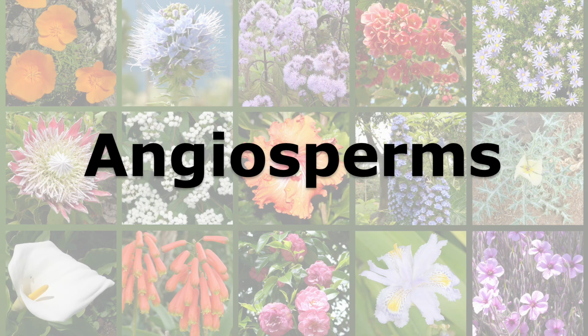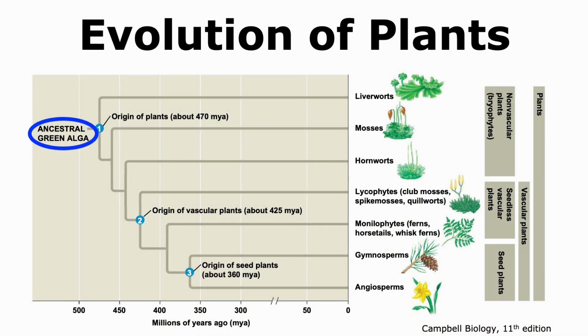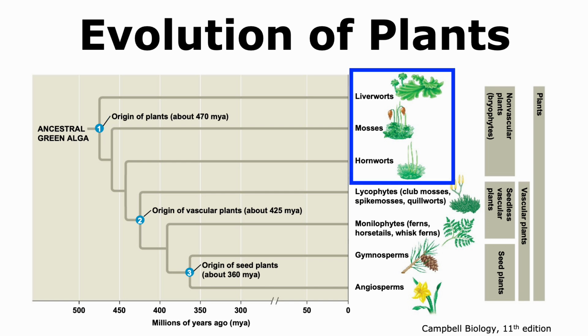In this talk, we will learn about angiosperms, which are organisms that belong to the kingdom of Plantae. All plants evolved from ancestral green algae. The first plants arose around 470 million years ago and were the non-vascular plants that were also called bryophytes. These include the current-day liverworts, mosses, and hornworts.